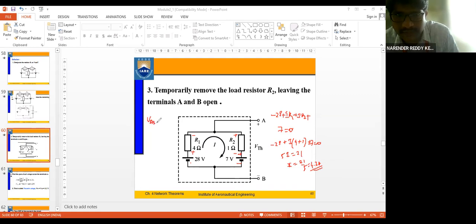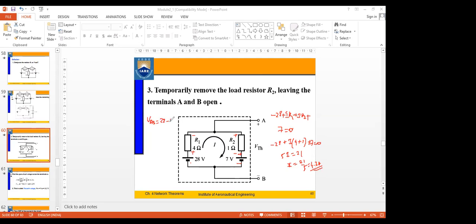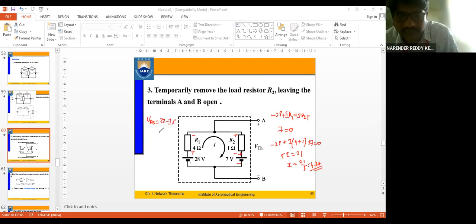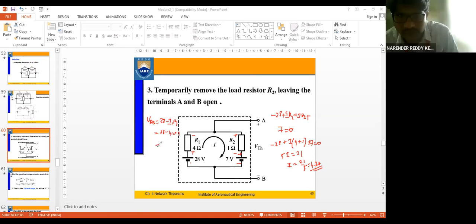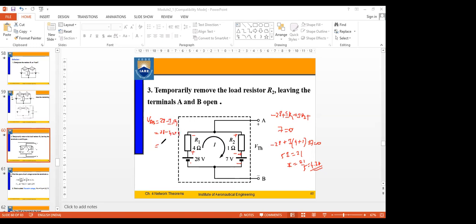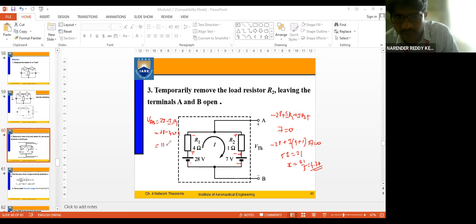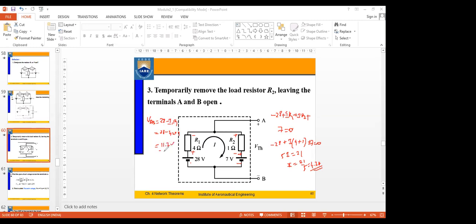We considered it should be 28 minus I1 R1. So what's the value of I1? 28 minus, what is the value of I you are going to get? 4.2 into 4. So what's the value you are going to get here for the voltage drop? 11.2 volts. So this is one condition.